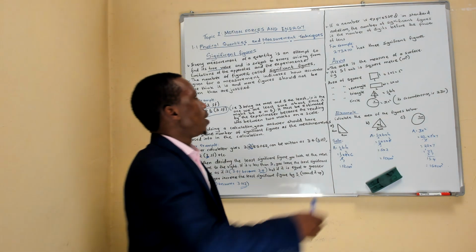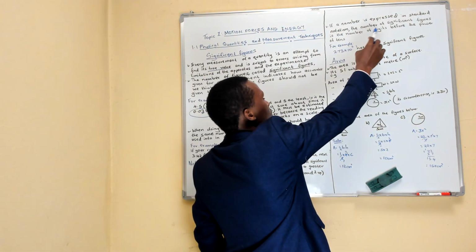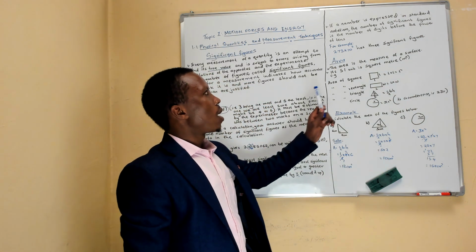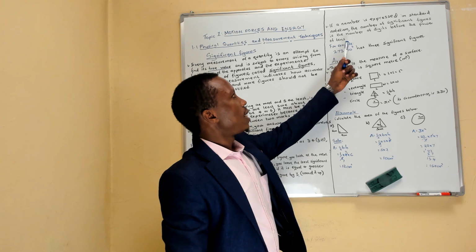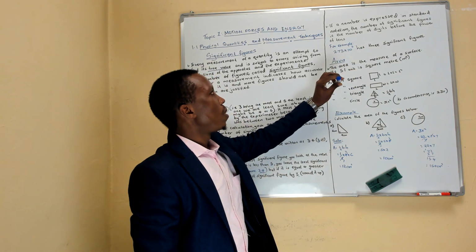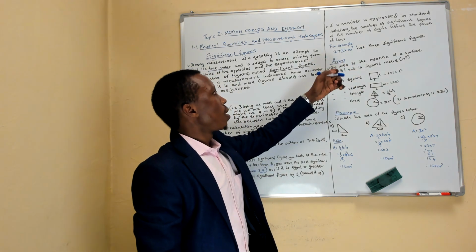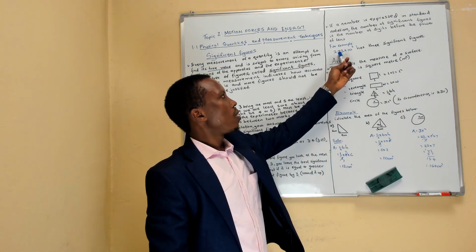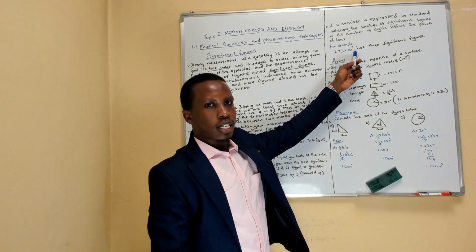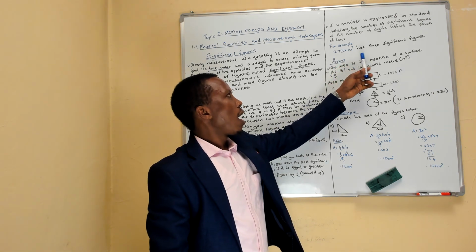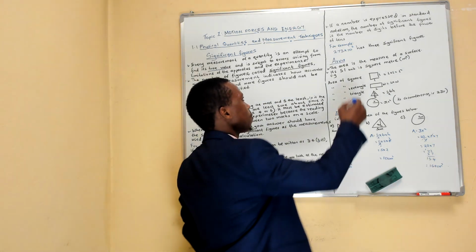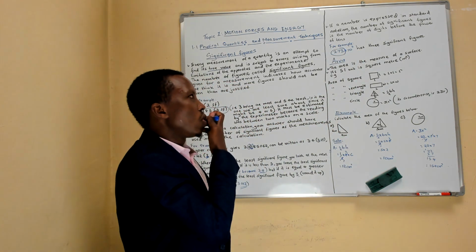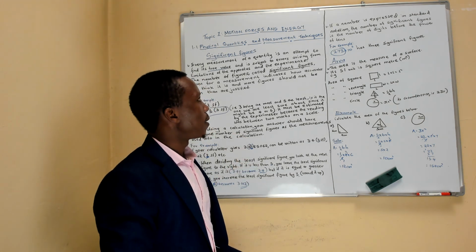If a number is expressed in standard notation, the number of significant figures is the number of digits before the power of ten. For example, 2.73 times 10 cubed has only 3 significant figures. So here is what we look at; we don't look at the power of 10.